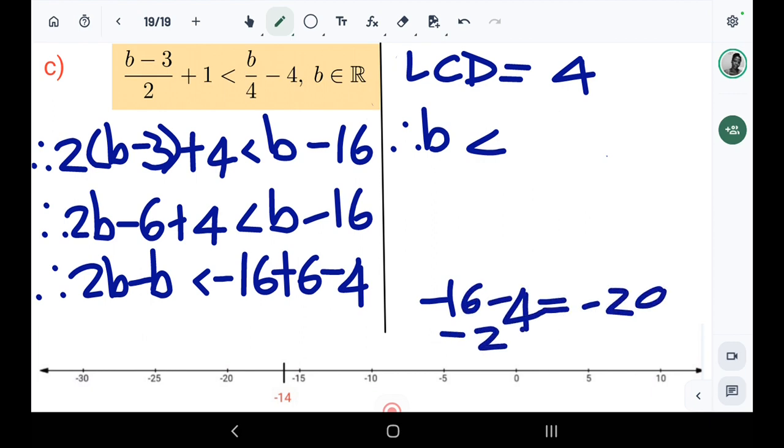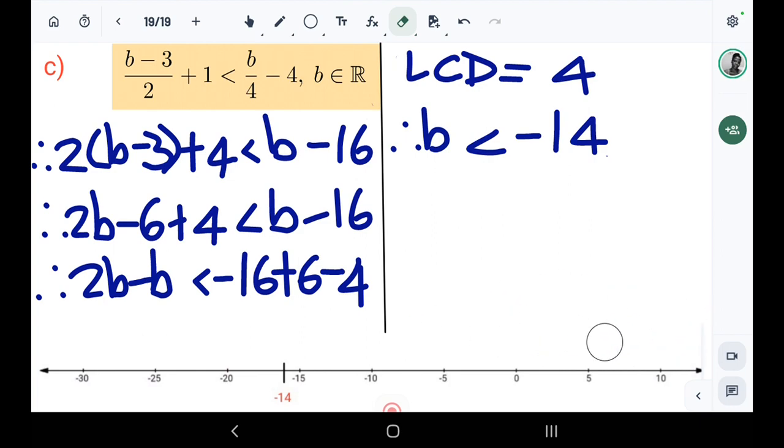Negative 20 plus 6 is equal to negative 14. So you're left with negative 14. If you're not sure how to do that, use a calculator, especially in an exam. Don't try to calculate all these integers in your head. You're most likely to make a serious mistake and get the wrong answer as a result.